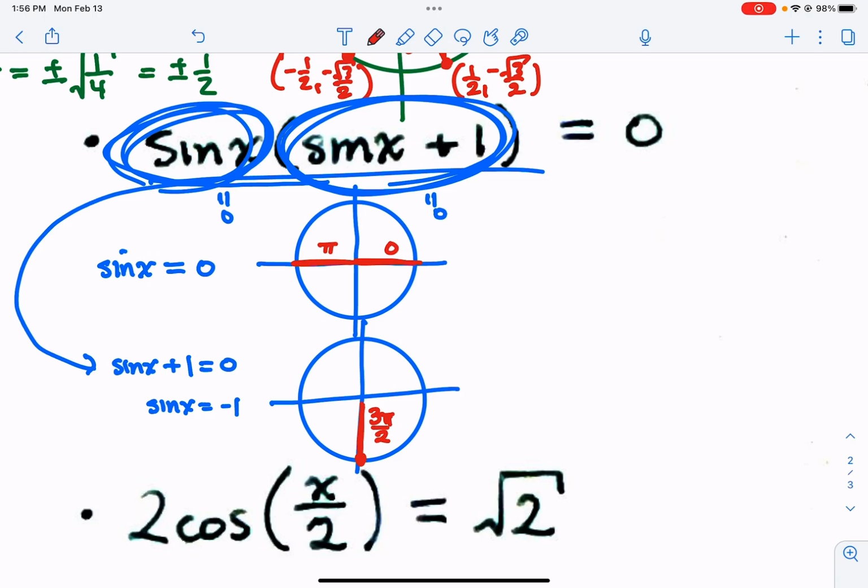So all three of these red angles are solutions to the whole equation. So my answers here are x equals 0, pi, and 3 pi over 2. You want to list all solutions, not just one, not just two, all of them.